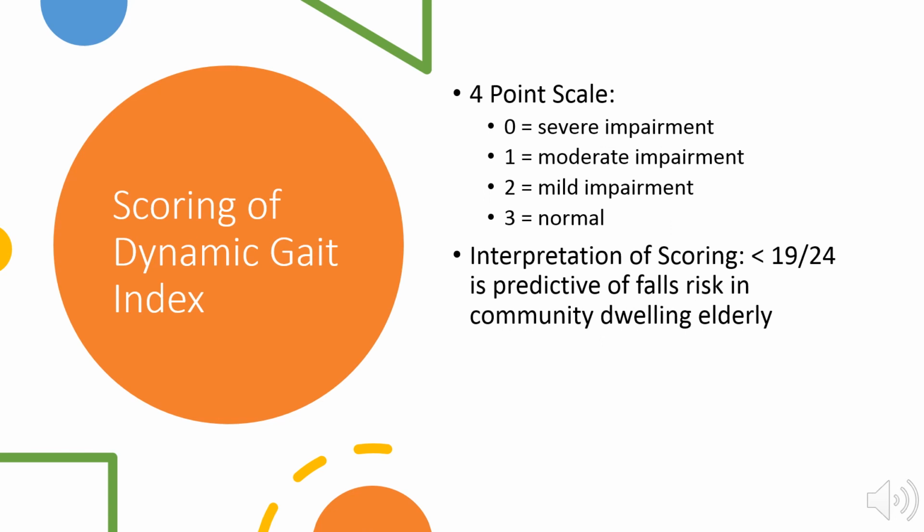The dynamic gait index is scored on a 4-point scale that correlates with the 8 different aspects of gait. Each one is scored from 0, indicating the lowest level of function, to 3, indicating the highest level of function or normal. Overall, if the sum of the scores is less than 19, that is predictive of falls risk in community dwelling elderly. This will let you know that this is an area of their function that you would hope to improve with physical therapy.